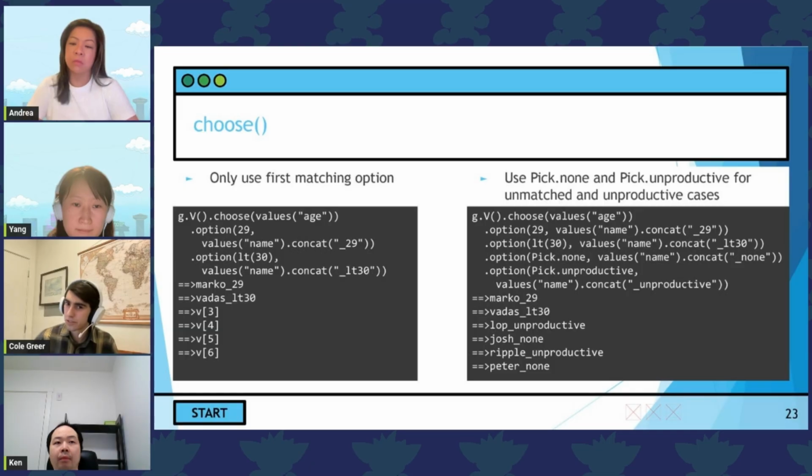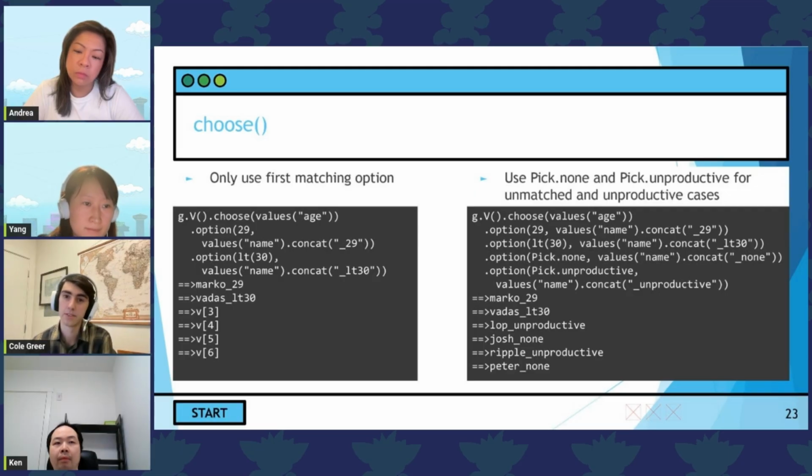And there's sort of two base cases we can land into. One is that the vertex can have an age, but it doesn't match any of our provided cases, and that goes to the pick.none case because none of them match. But there's also the option that the vertex has no age property, so that choose traversal is unproductive. So that's a different type of default case, and that's where this pick.unproductive comes in, which is new syntax in 3.8. So just look at the results there.